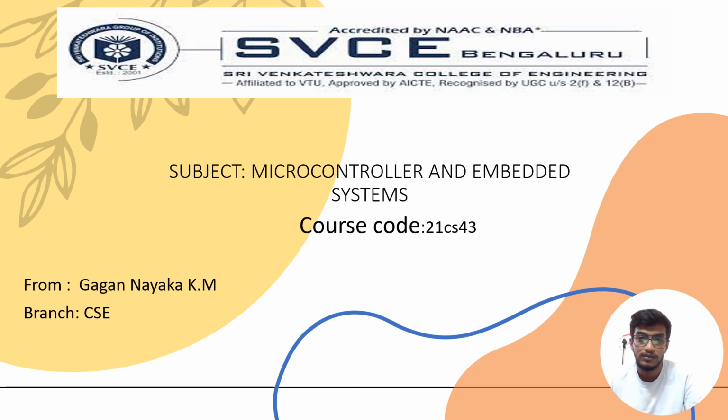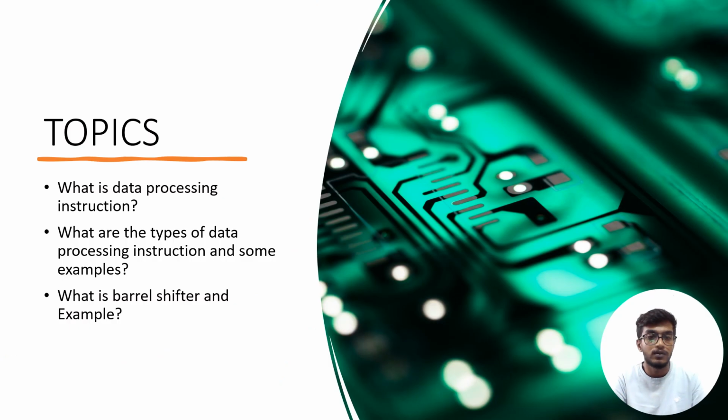Today I'm going to take a topic from microcontrollers and embedded systems. Today we are going to discuss what data processing instructions are, what the types of data processing instructions are, with some examples, and the barrel shifter and an example.